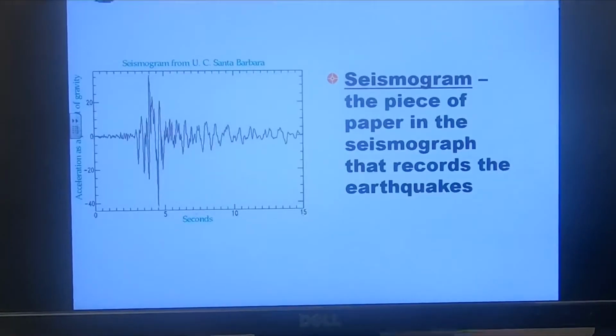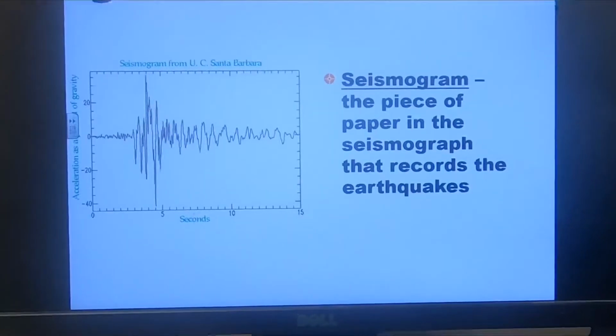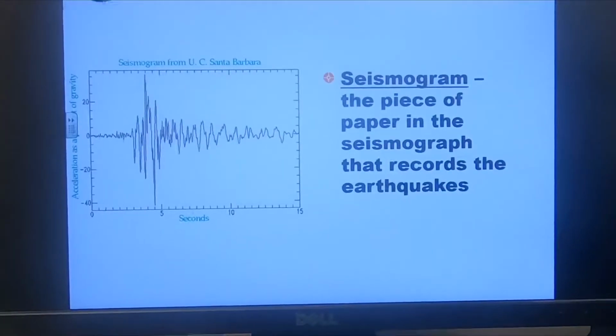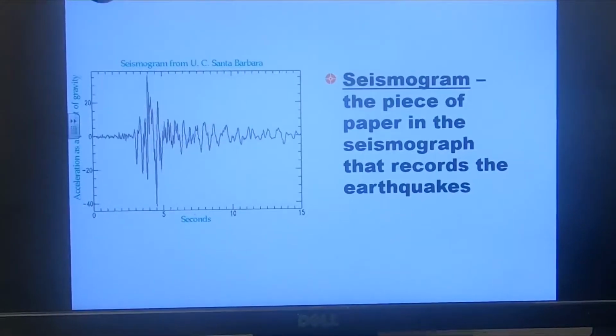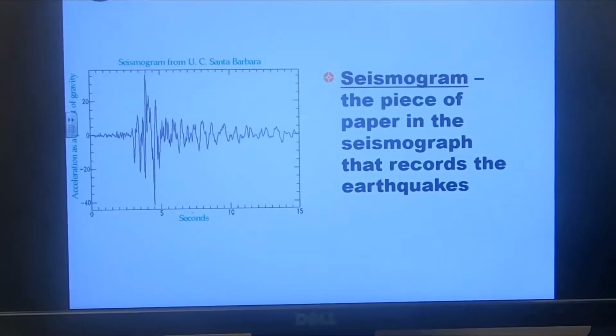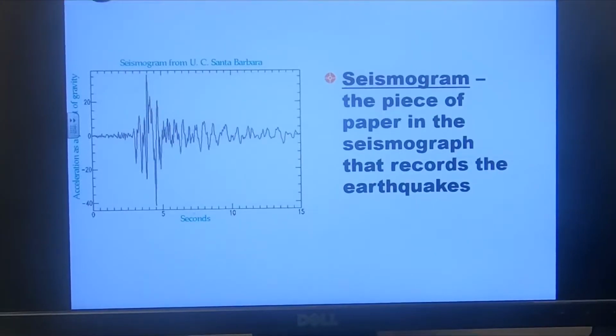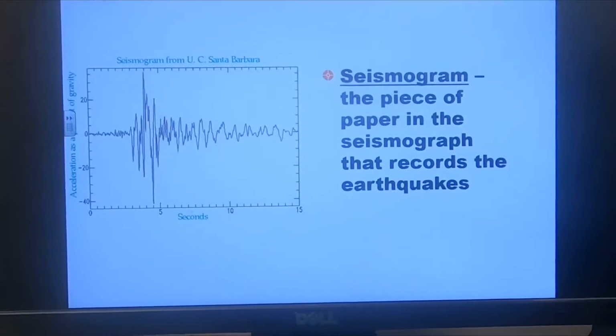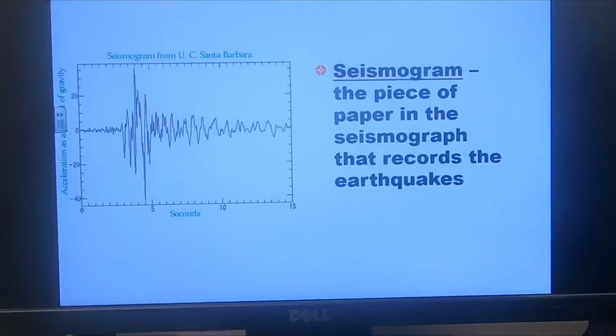Now, this is what's called a seismogram, and this is the printout or readout that comes out of the seismograph. In the pioneering days of earthquake science, they would actually print on paper. Now it's all printed digitally. So this is essentially a readout or a piece of paper that is a record of what the seismograph takes.